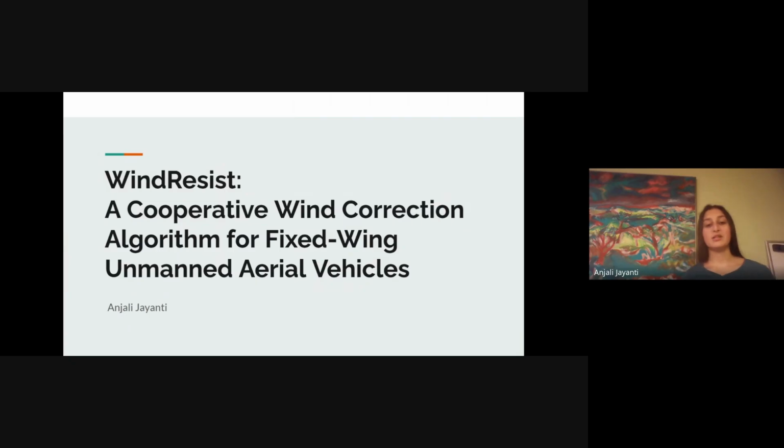WindResist is a novel algorithm designed for the operators of fixed-wing unmanned aerial vehicles to help them correct against the wind.